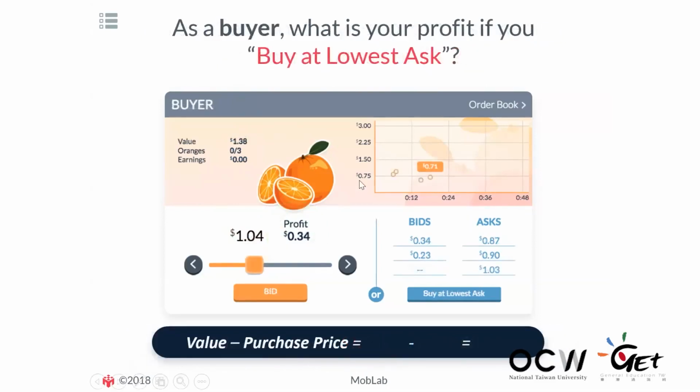And okay, so suppose you're a buyer now. What if you hit buy at lowest ask? Now what is your profit? So your value is 138 at the top left. And then if you buy it at the lowest ask, which is 87 cents, so you can do the calculation and find it's 51 cents.